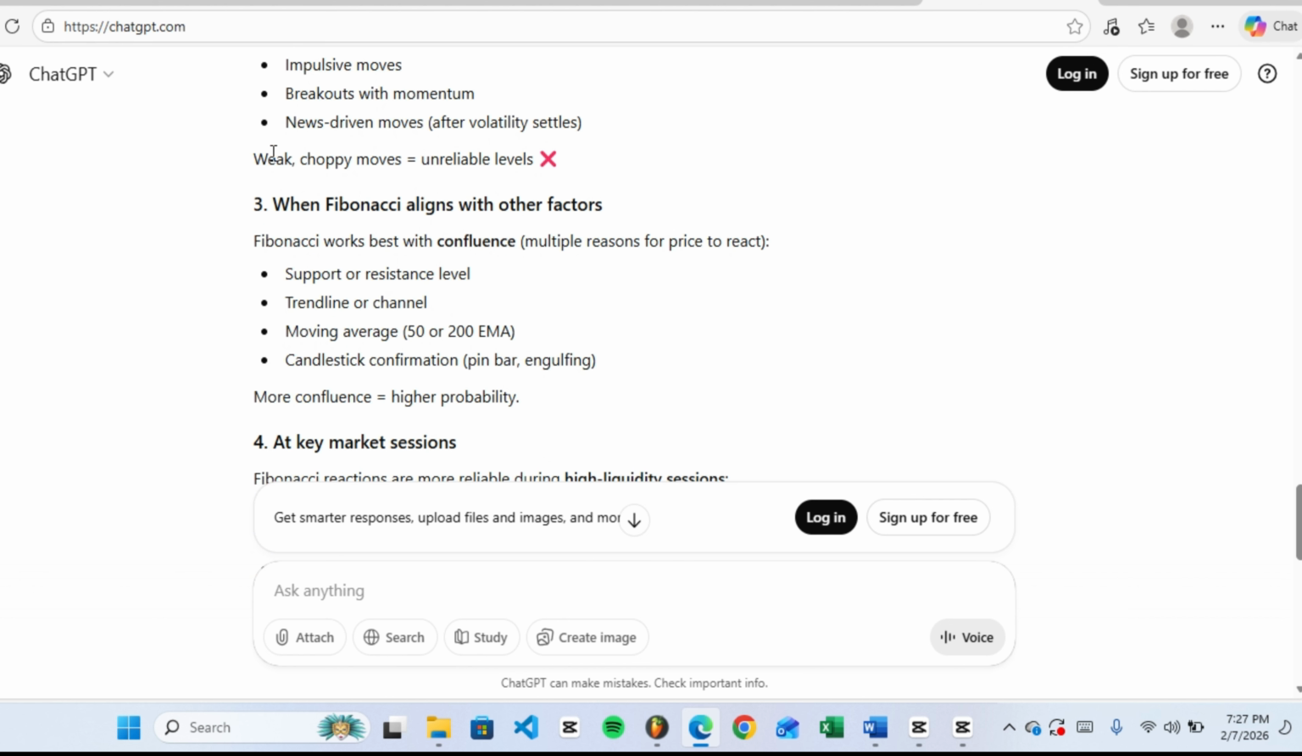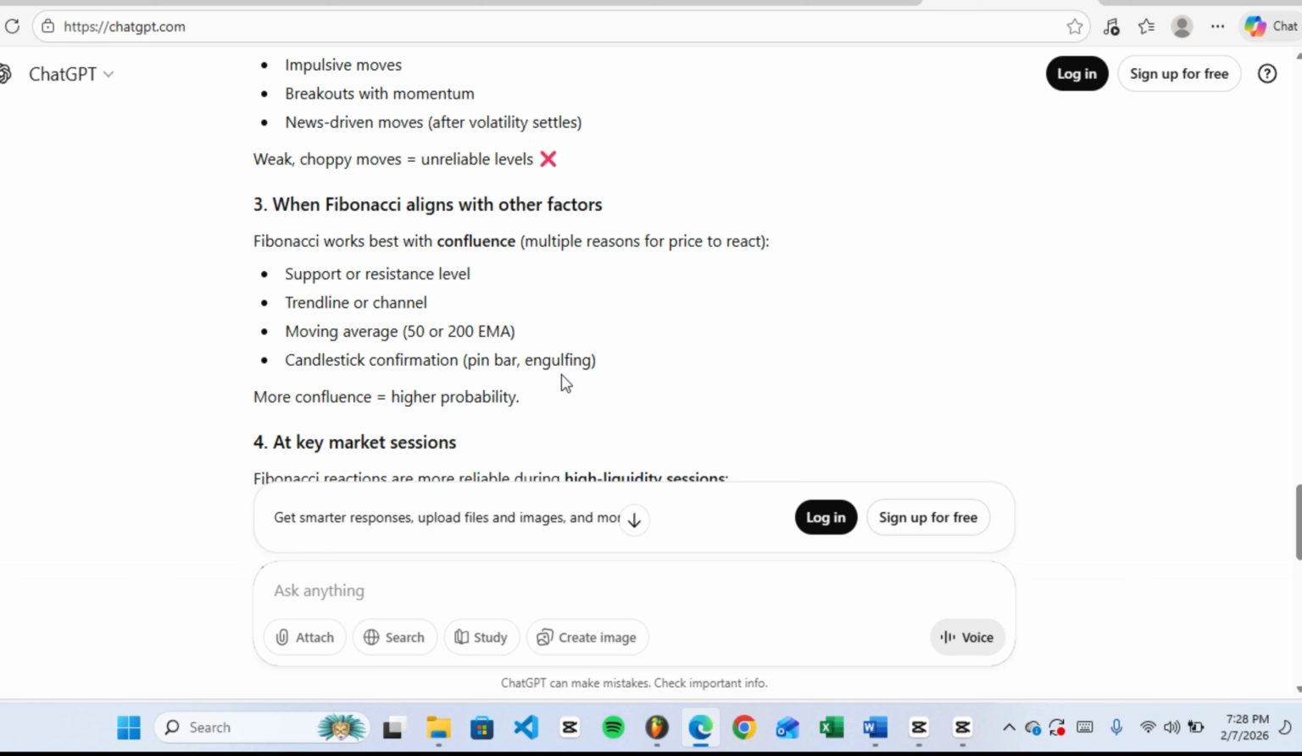Weak, short price moves lead to unreliable levels. Fibonacci works best with confluences, when it aligns with other factors, multiple reasons for price to react: a support or resistance level, trend line or channel, moving averages, candlestick confirmation. The more confluence, the higher the probability.